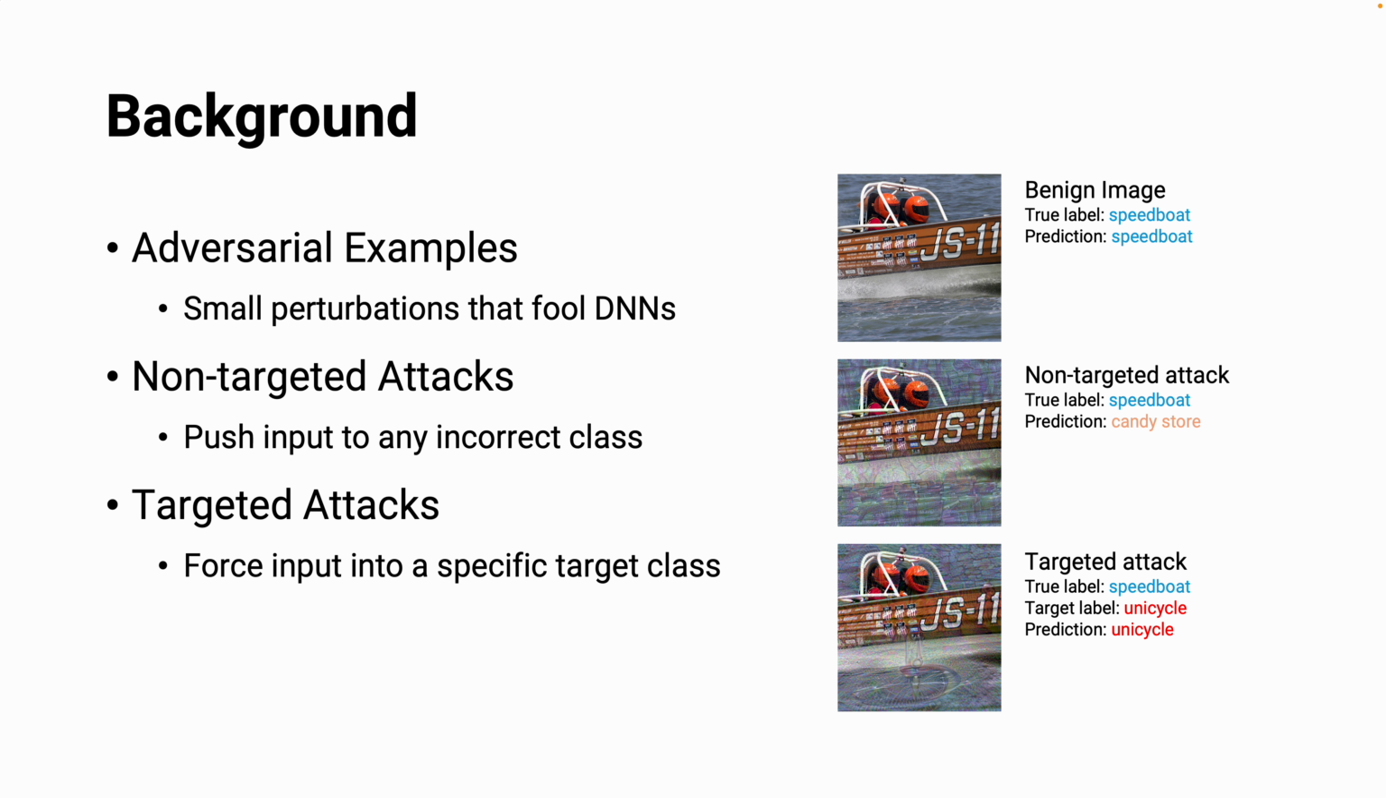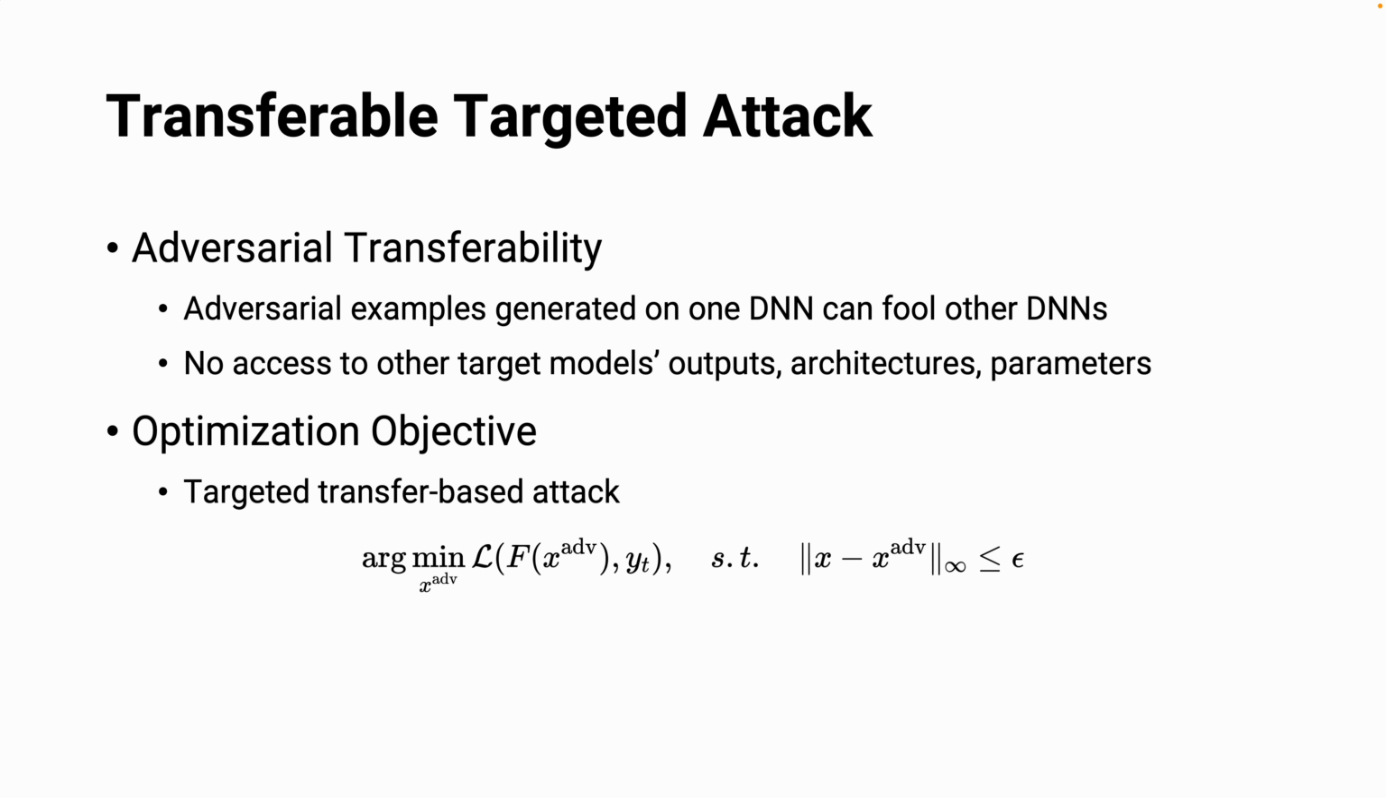Adversarial examples are images that are modified by small, human imperceptible perturbations to fool DNN models. There are two main types of adversarial attacks: non-targeted and targeted. Non-targeted attacks aim to make the model misclassify an image into any incorrect label. Targeted attacks, which are more challenging, attempt to make the model classify an image as a specific target label chosen by the attacker. Our paper focuses on transferable targeted attacks.